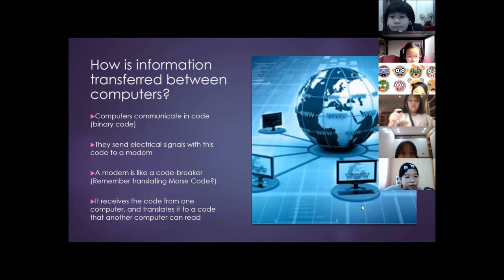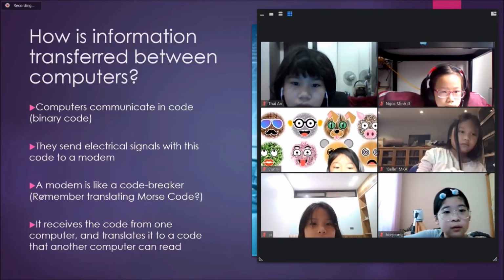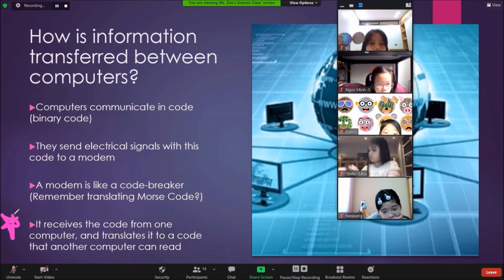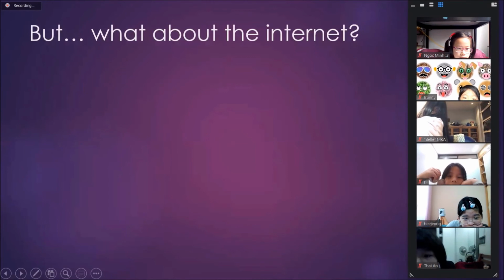Have a look at the bottom point. What is it? So a modem is kind of like a code breaker, but why, or how is it like a code breaker? To a code that another computer can read. Now, but what about the internet?